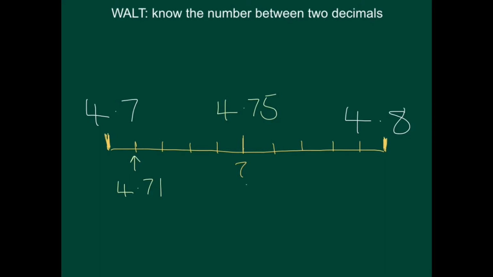It can also help to add the zeros on each one, these hundredths, to help us think which number is in the middle. Because that 0 is just a placeholder, like 4.70 and 4.80. They're the same numbers as 4.7 and 4.8.